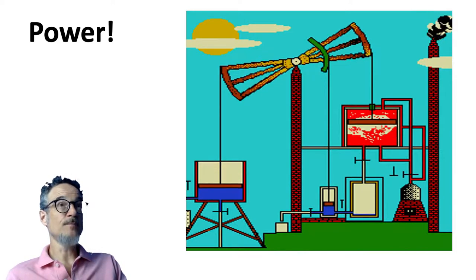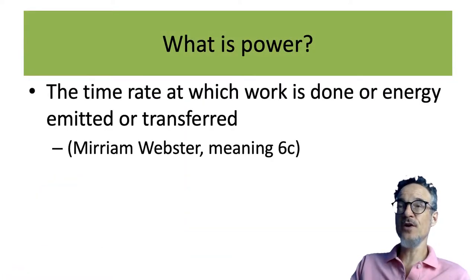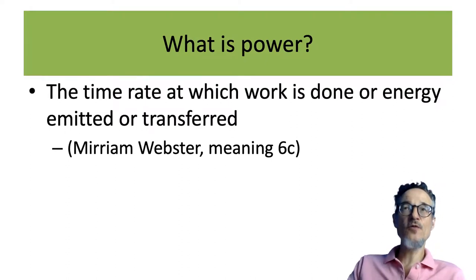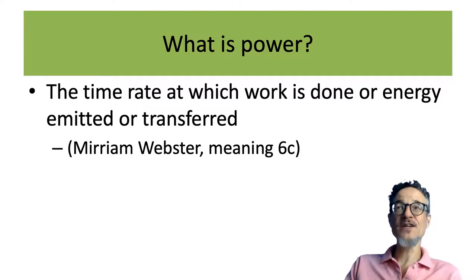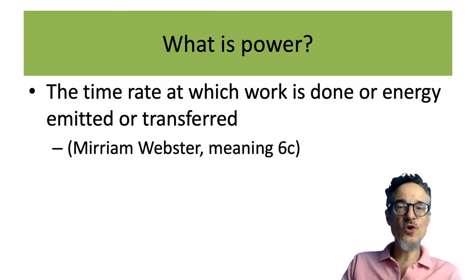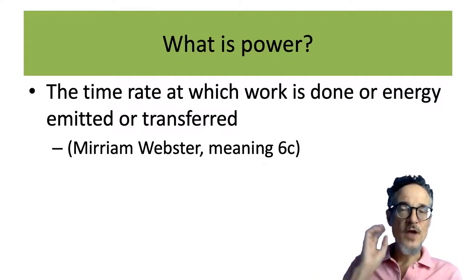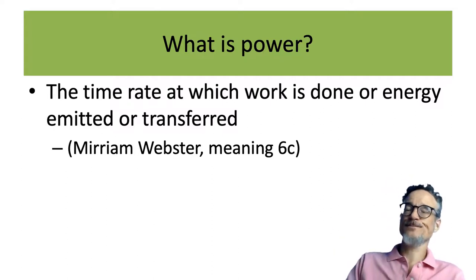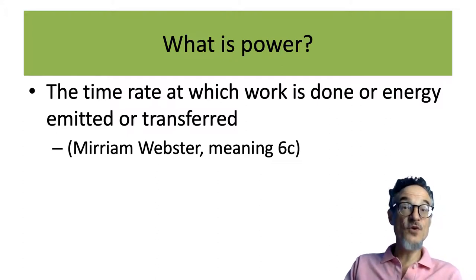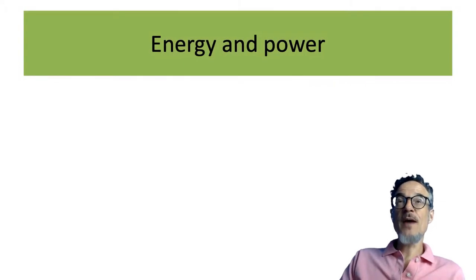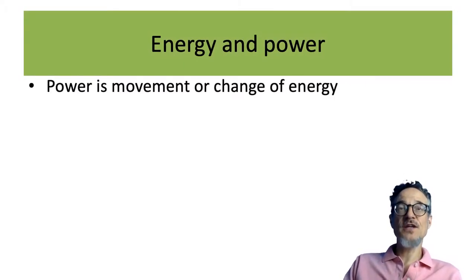Power is then defined. If we look in the dictionary, power is the time rate at which work is done or energy is emitted or transferred. So we're talking about the change or the movement of energy. This is from the Merriam-Webster Dictionary, the sixth definition of power. The way we use the word power is often not very scientific, so we have to be careful. If we're confused about energy and power, it's because of our language, and our language doesn't do science very well often. Power is the movement or change of energy in simple terms.